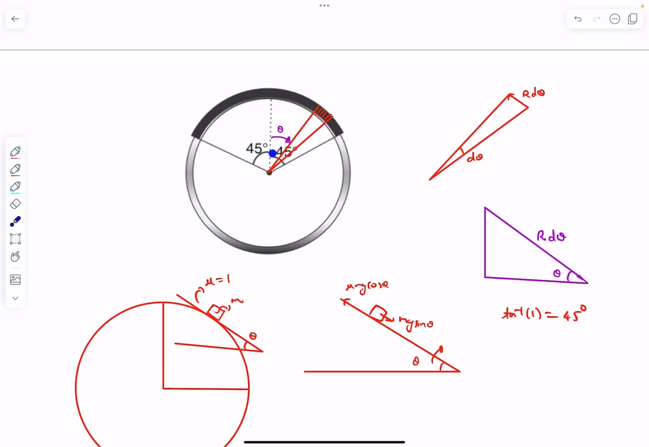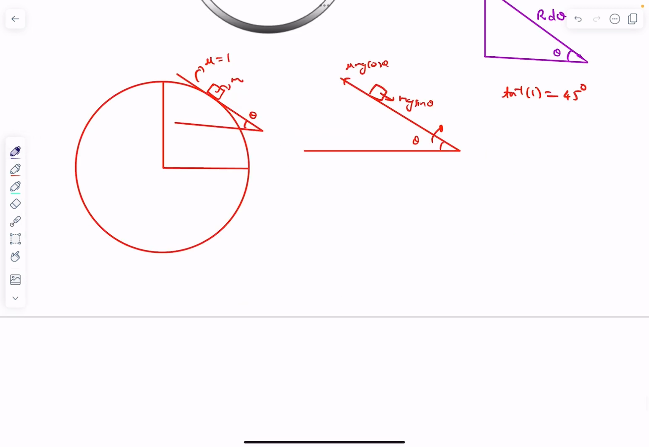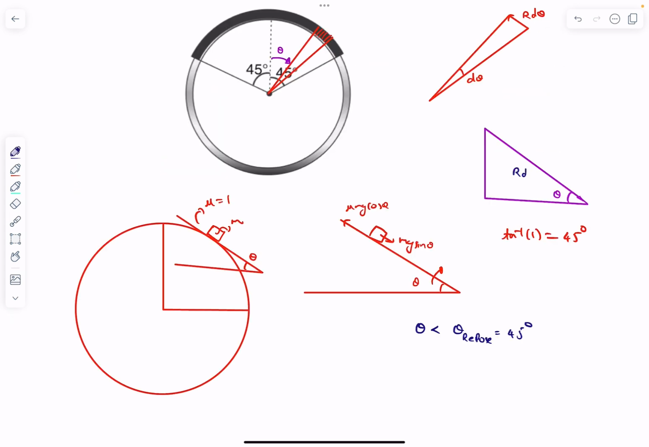Similarly, if we go back to this situation over here, the limits of theta are minus 45 to plus 45. So if we just look at this positive region, it is always less than 45 degrees, right? So basically theta is less than theta repose, which is actually 45 degrees, right?